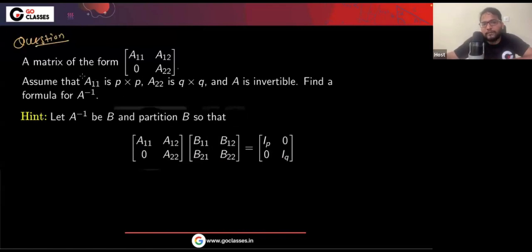So what they're saying is that for a matrix of this form, assume that A11 is P cross P, A22 is Q cross Q, and A is invertible. Find the formula of A inverse. So if this is A, then find the formula of A inverse. Whatever is the inverse of A, if you multiply both, then you will be getting this kind of answer, something like this. This is just a hint, as a hint they have written it. So actually, we need to find out this A inverse. Okay. So what is this A inverse? This is the task.